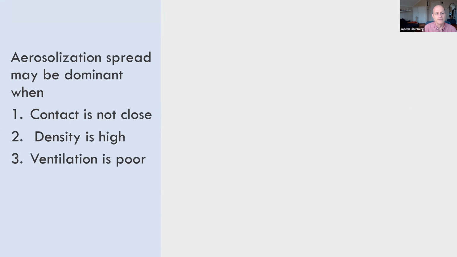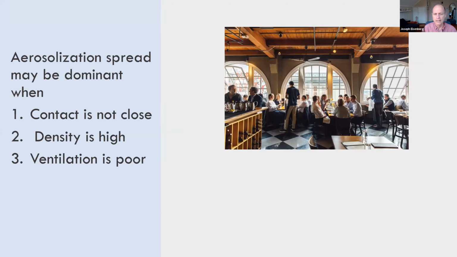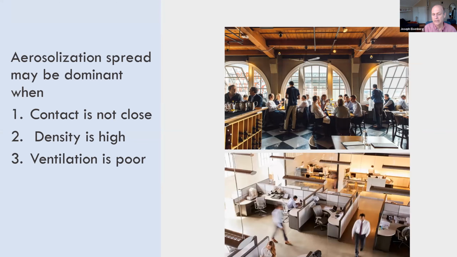Aerosolized spread may be dominant when contact is not close, but density is still high and ventilation is poor. Again, classic examples here might be a restaurant or an office building where you don't have to necessarily be in close contact with somebody, but you're spending a lot of time in this one enclosed venue. Depending on the ventilation rate, aerosolized spread can be a dominant mode of transmission.